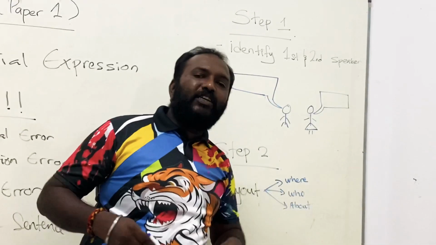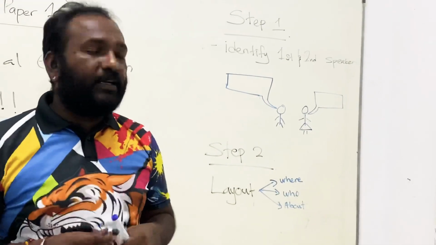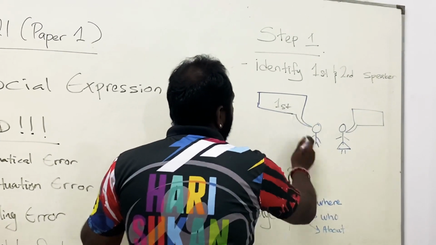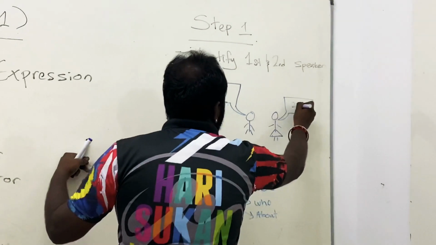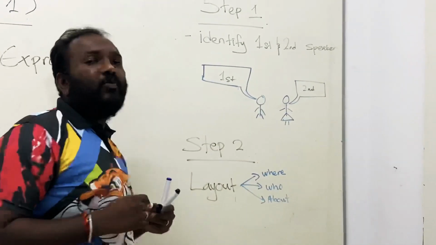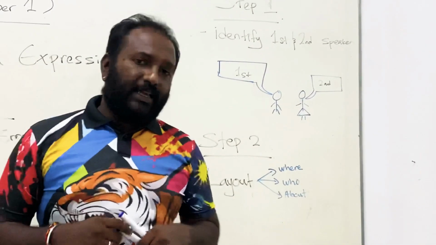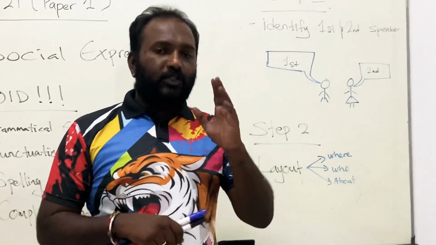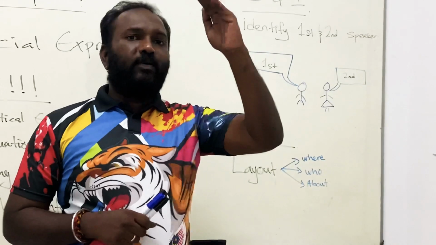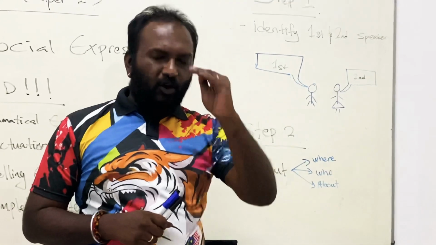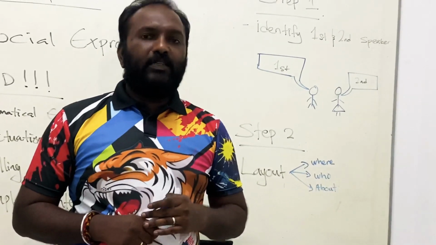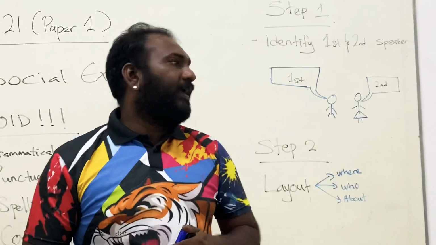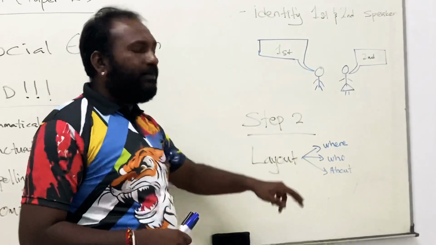Now, this is the indication for the first speaker and the second speaker. The male speaker, which is on top, is normally the first speaker. The female, which is lower, is the second speaker. This is how we determine the first speaker and the second speaker in social expression. We follow the position of the speech bubble. If it's on top, it's the first speaker. If it's a bit lower, it's the second speaker. This is quite easy because anyone can do this. Okay, now let's move on to step number 2.